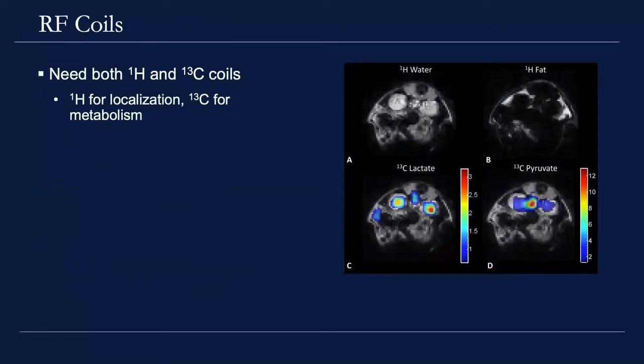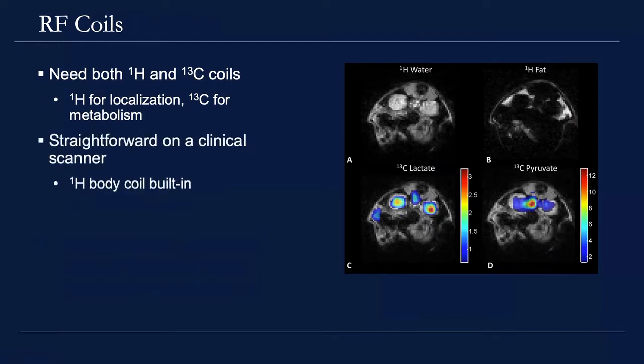So thinking about RF coils, something we sometimes take for granted, right? Because we're doing structural and then functional or metabolic imaging, we need both proton and carbon coils. The proton primarily for localization or structural information, and the carbon coils for metabolism. On a clinical scanner, something we sometimes take for granted is that the proton body coil is often built in, so it might not have the best filling factor or SNR, but it's more than adequate to get a localizer, some T2 weighted images, so we know where our carbon signal is coming from.